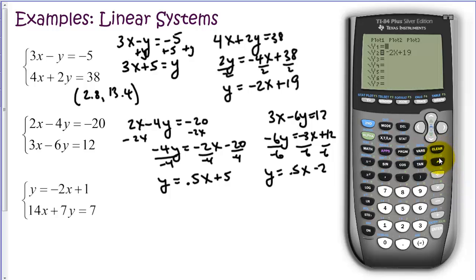So let's enter our functions. I'm clearing the calculator. All right, I have the functions entered into the calculator, so let's press graph. Remember to reset our window. We're going to press zoom 6. And as we guessed, because they have the same slope, we have parallel lines.